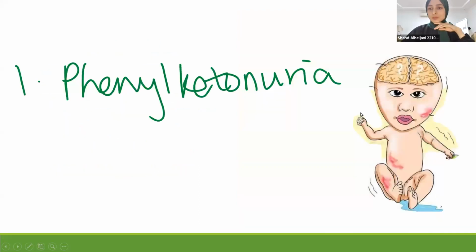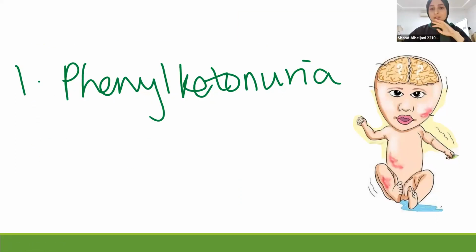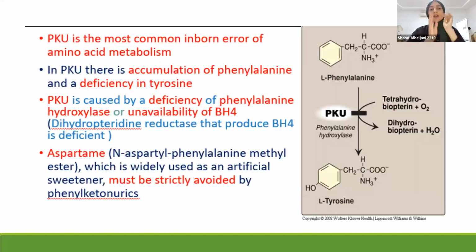Okay, now we can move to the diseases themselves. For each disease, I tried adding a photo. I want you to associate this defect with this photo. We'll be labeling it soon, but this would help us visualize the presentation and what's basically happening. So for phenylketonuria, I want you to remember this guy. We said phenylketonuria is one of the defects happening in the phenylalanine or tyrosine pathway, so remember that. Okay, let's start. It's the most common inborn error of amino acid metabolism.